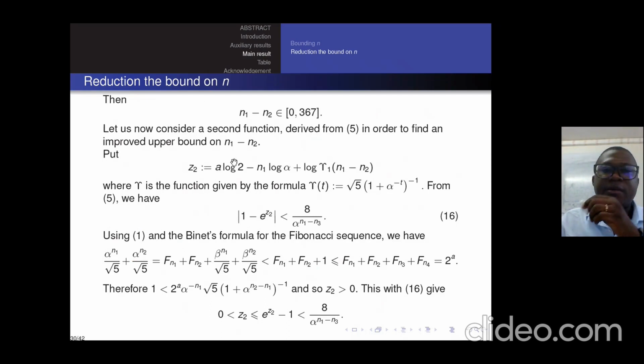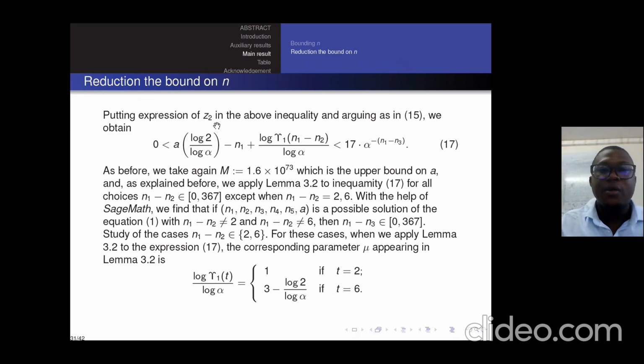We will now consider a second function derived from 5. We will do the same thing, putting the expression of z2 in the above inequality and arguing as in 15, we will obtain this inequality 17. And as before, we will also take the same parameters, but the exception in this equation will be different. For the case when n1 minus n2 belongs to 2 and 6, when we apply lemma 3.2 to the expression 17, the corresponding parameter mu appearing in lemma 3.2 will be equal to this.